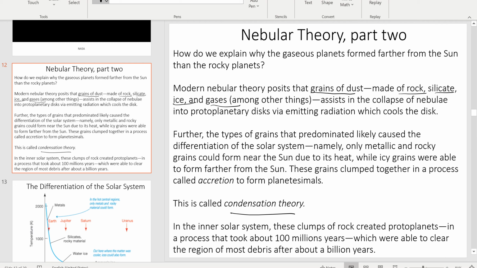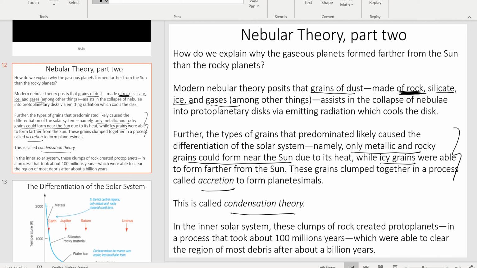So therefore, we would expect metallic and rocky grains to accrete together to form planets near the center of the solar system, and then we'd expect gases and ice and methane, etc., extremely cold gases and ices, to accrete farther out. Okay, so this is essentially what I'm saying in this paragraph here. Only metallic and rocky grains could form near the sun, whereas icy grains were able to form farther from the sun. This is what I was trying to say, maybe more articulately.